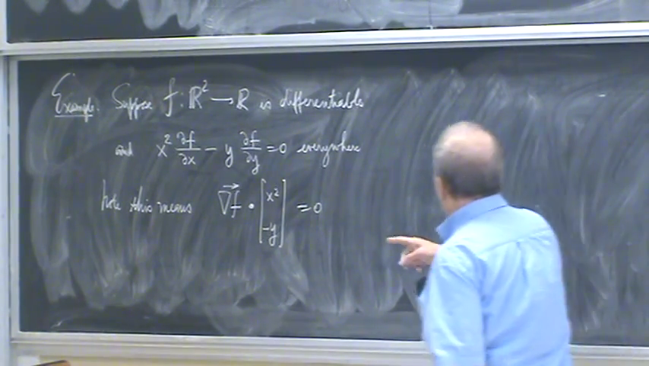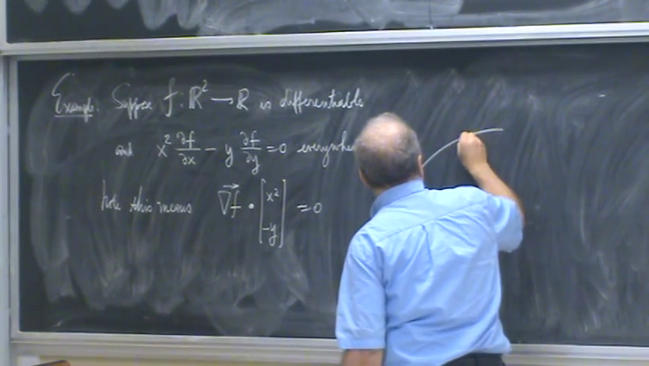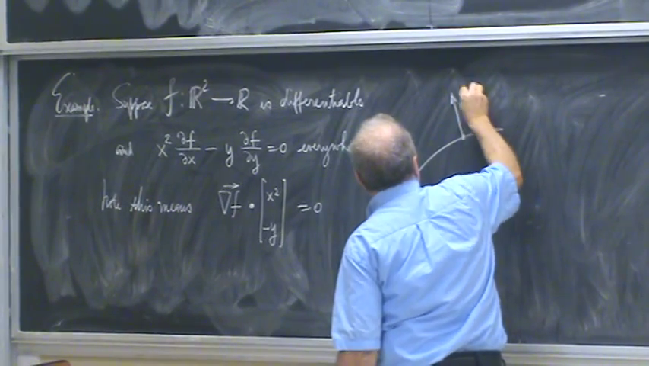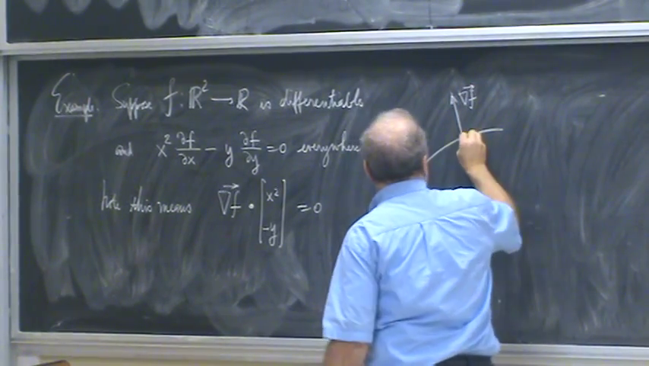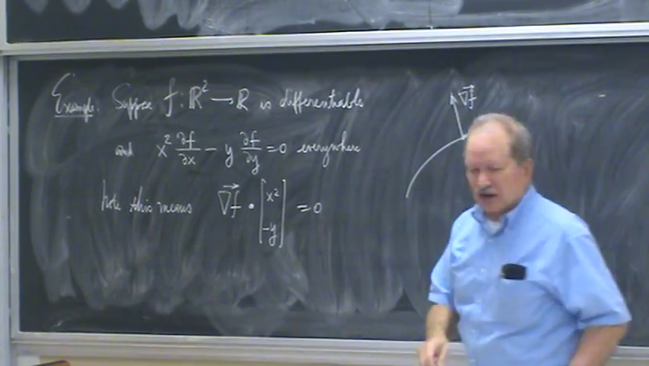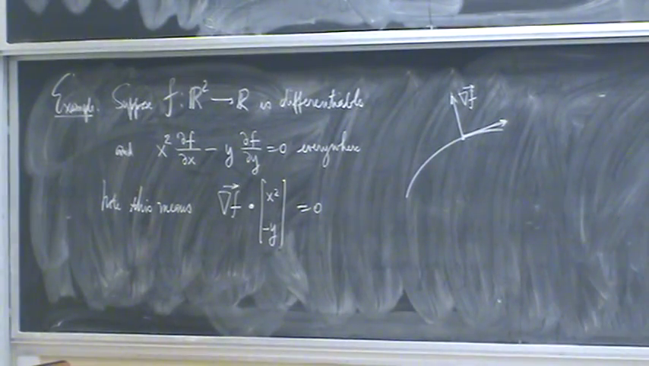So what do we know about the gradient? We know that the gradient is perpendicular to a level set. Therefore, what must be true about the vector here? So it is what to the level set? Tangent. Tangent. Sort of screwed that one up.